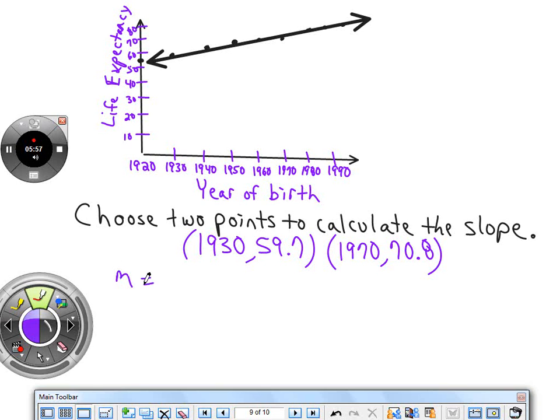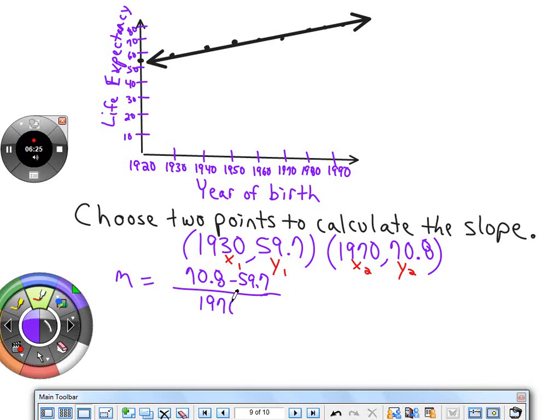So we say m equals, and if you're the type that really labels your points, you would say x sub 1, y sub 1, x sub 2, y sub 2. It's a nice idea to do that. So then we subtract. We do 70.8 minus 59.7. And then we subtract the x's on the bottom. So we have 1970 minus 1930. On the top, we should get 11.1. And on the bottom, we should get 40.